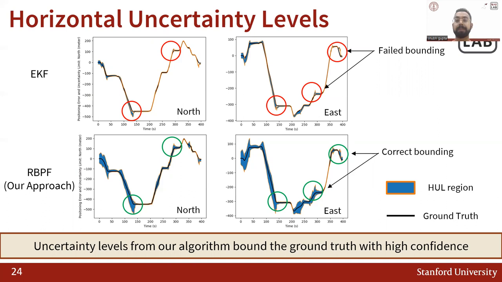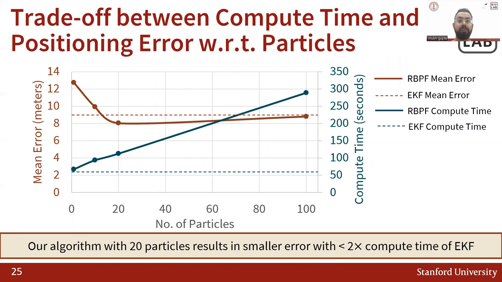Finally, we also compare a trade-off between the compute time and the positioning error as the number of particles is increased. We also plot the EKF mean error and EKF compute time on the same plot for reference. As can be seen from the plot, as the number of particles is increased, the positioning error goes down while the compute time goes up. And furthermore, our algorithm with 20 particles shows a smaller error compared to the EKFs while requiring less than twice the compute time.